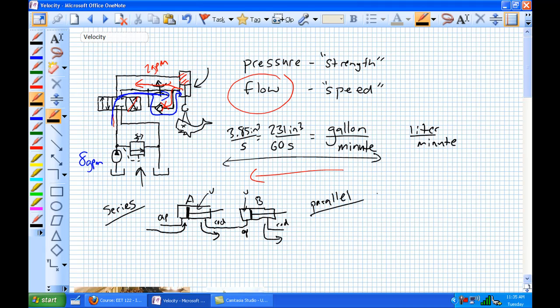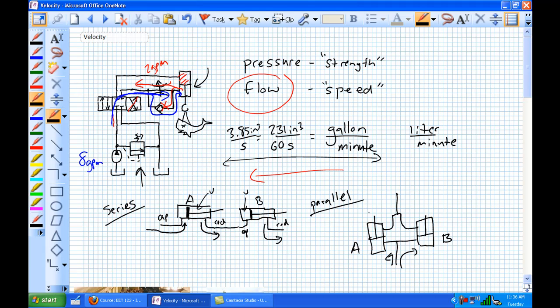Parallel. A parallel path of flow. Think of parallel resistors. There's two flow paths. Think about this. Here's pressurized flow. It enters two cylinders, cap ends. Exits two cylinders, rod ends. So it's simultaneously entering the cap ends of cylinder A and B.